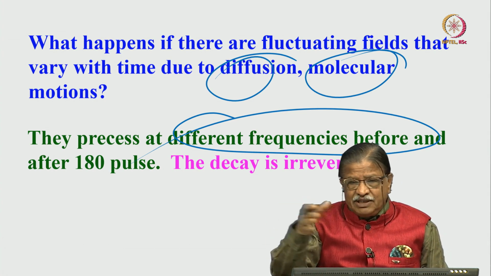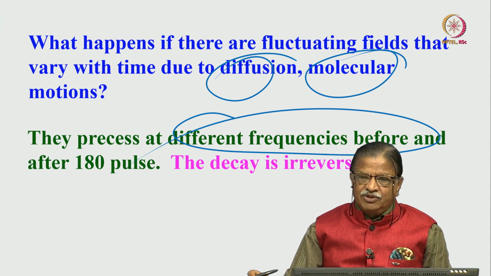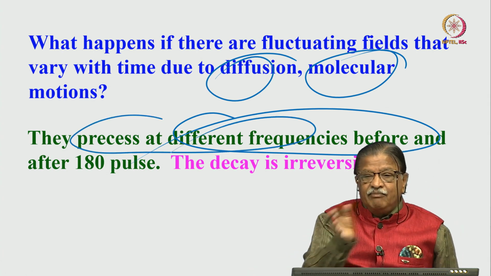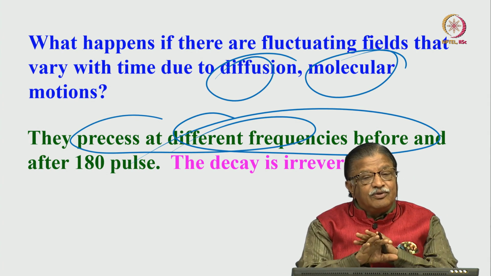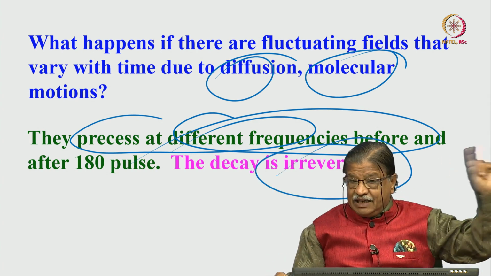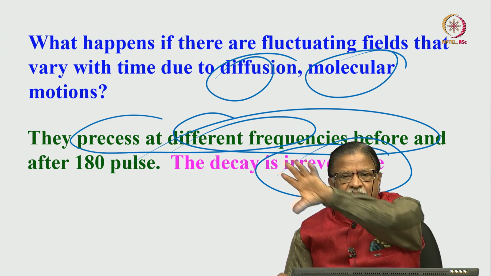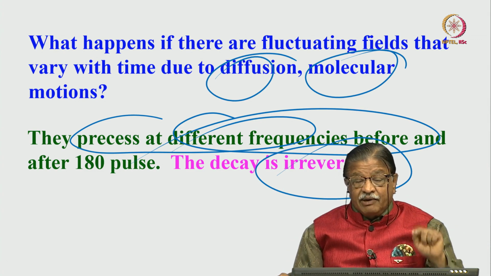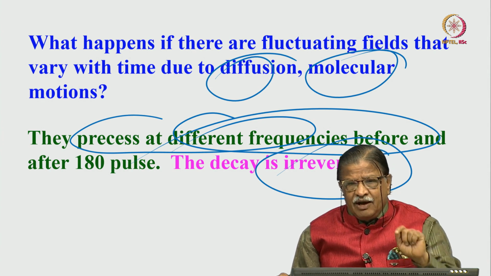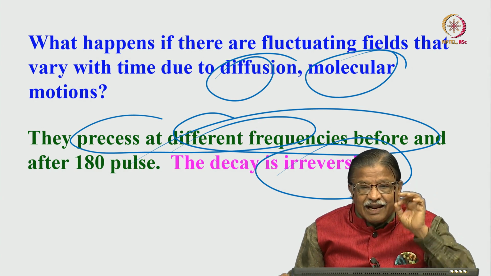Because the precession frequencies continuously keep changing because of diffusion or molecular motion, they precess at different frequencies before the 180 and after the 180 pulse. There is no question of refocusing. The decay is irreversible. In the other case, it is a reversible decay: the 180 pulse brought it back, and that was an echo. But here, this is not a reversible decay. The fluctuating field because of diffusion, perfusion or molecular motions is irreversible.